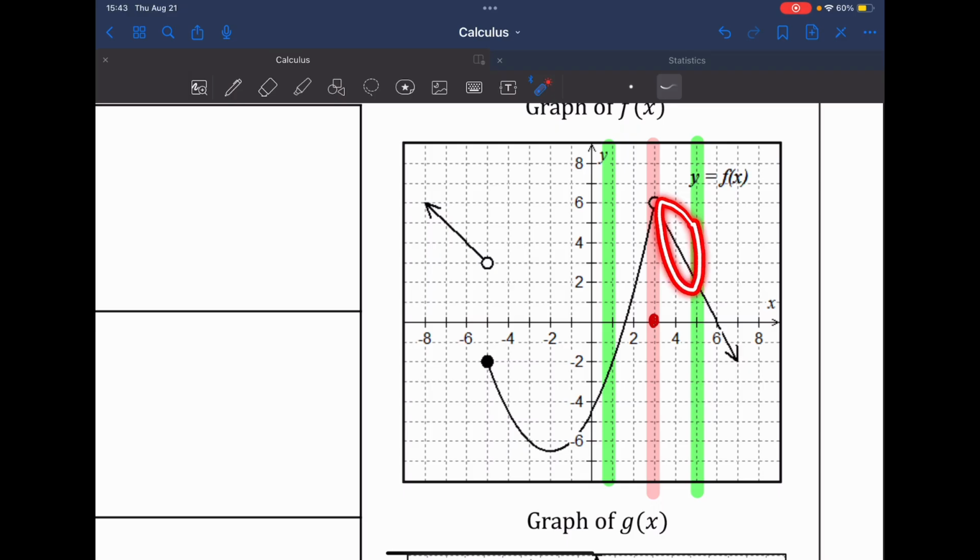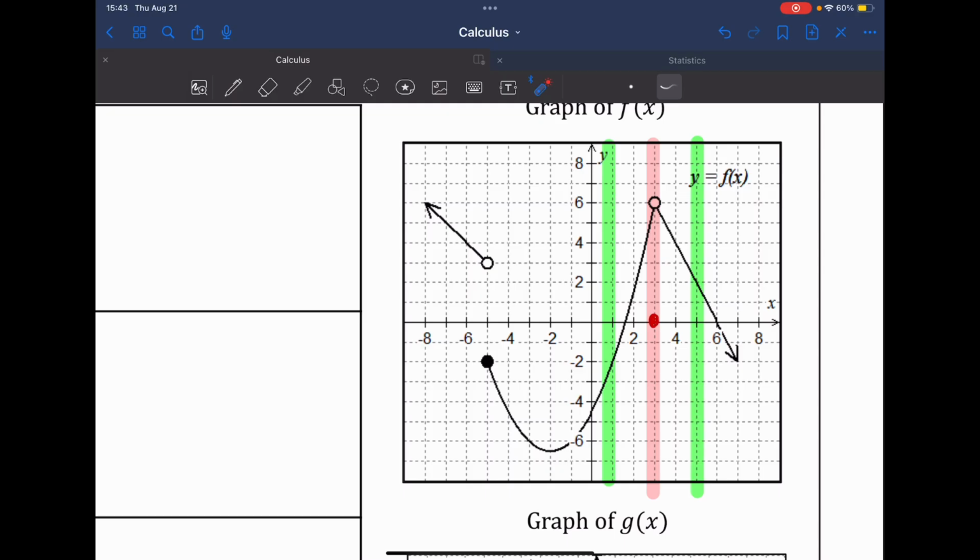Well, this side, since it's coming from the right, as it's getting closer and closer and closer to that pink line, which is 3, I notice that it's slowly approaching the value 6 on the y-axis, okay? And many of you might think, well, there's an open dot there, so the limit can't exist because we can't have a point at that dot.